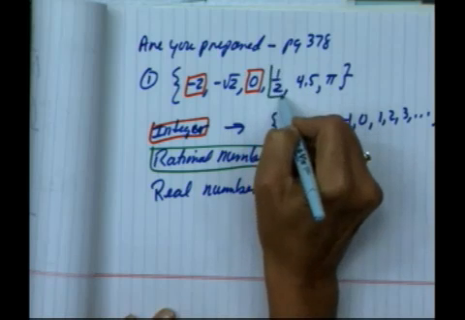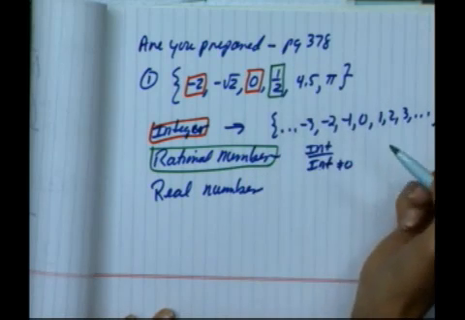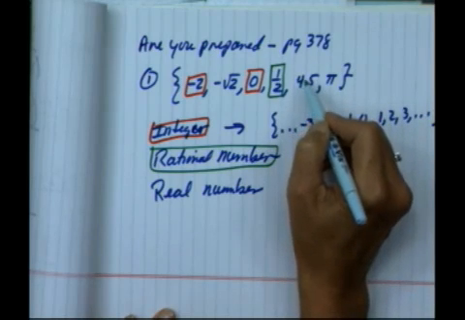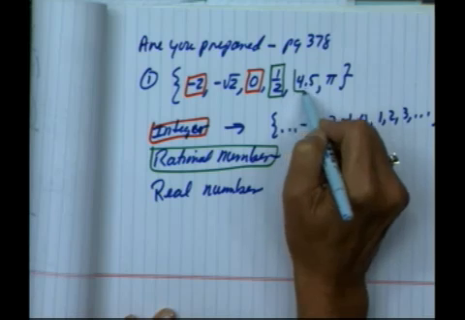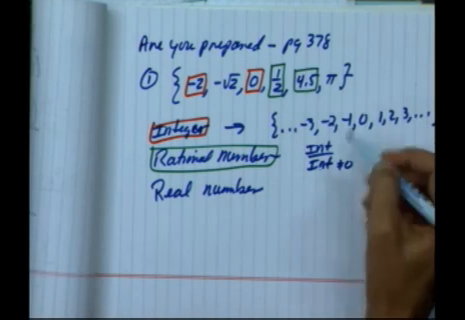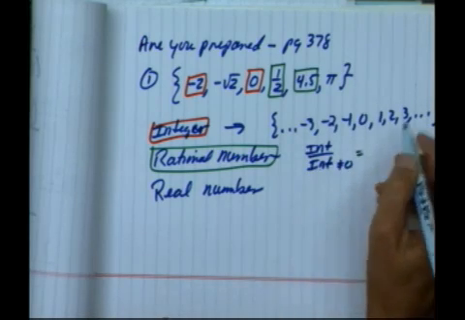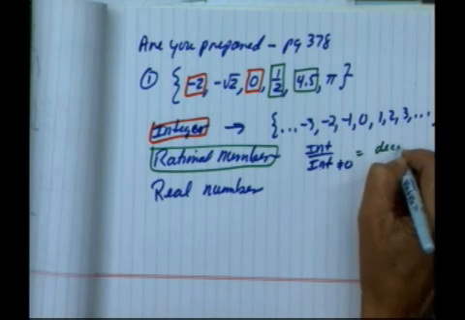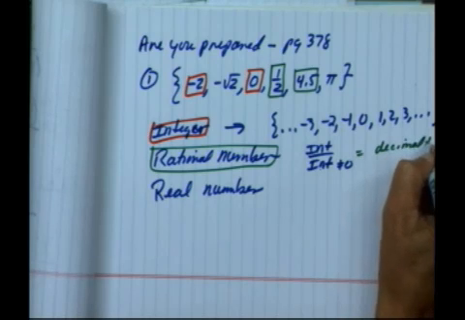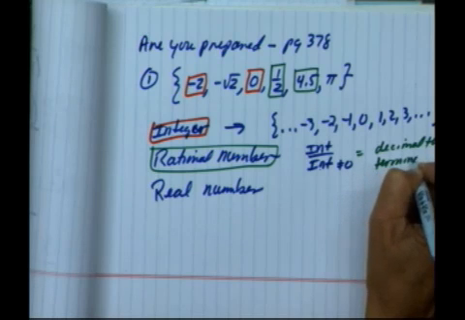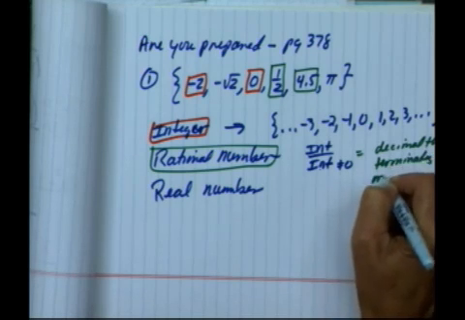4.5 can be written as an integer over an integer, like 45 over 10. So that's a rational number. Pi is not a rational number. The other thing about rational numbers is that they can be expressed as a decimal that terminates or repeats.